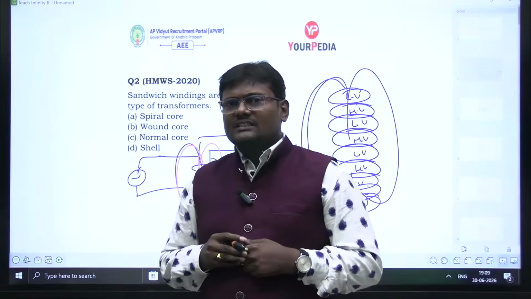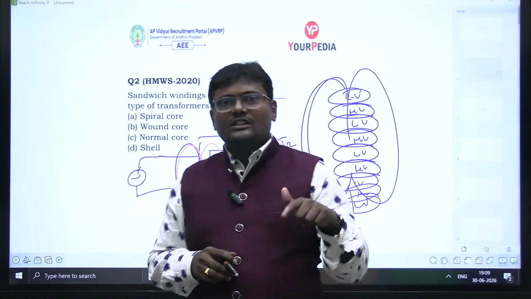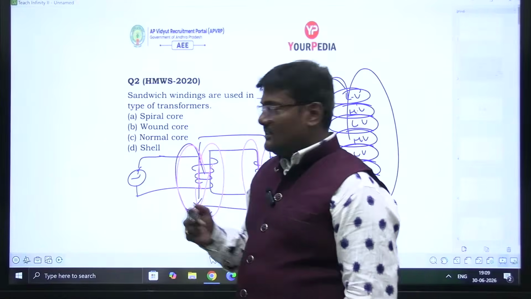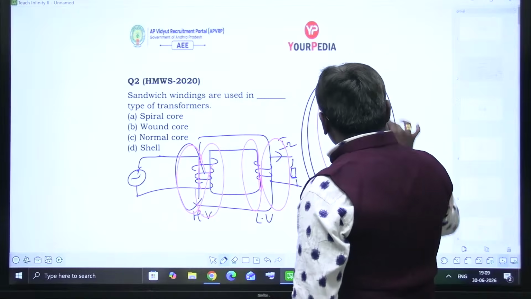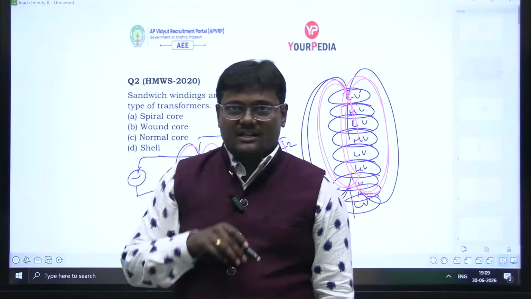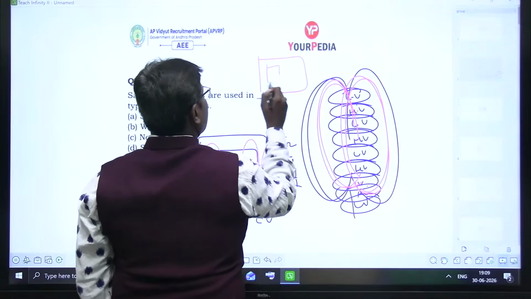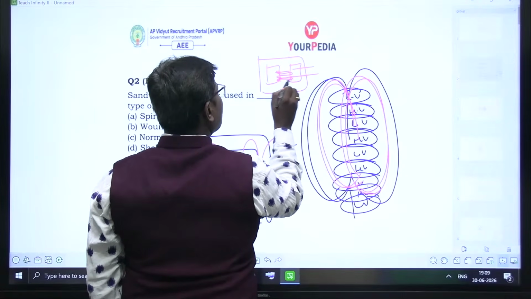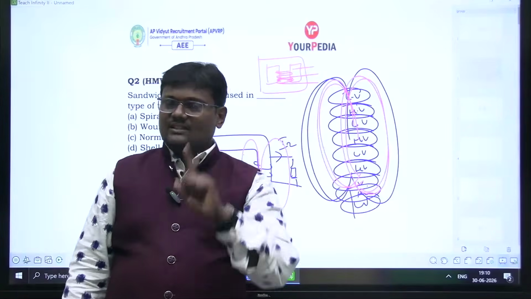Then we are going for half of the LV winding placed here, half of the HV winding placed here, in order to reduce leakage flux. Similarly, in a sandwich type, in a shell type of a transformer, whenever the flux passes through air, it is also linking with both LV winding and HV winding. So if you take a single phase shell type of a transformer, both LV winding and HV winding are placed on the same limb, in order to reduce the magnetic leakage flux.